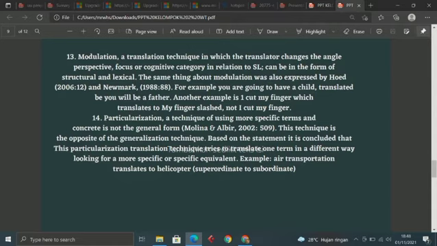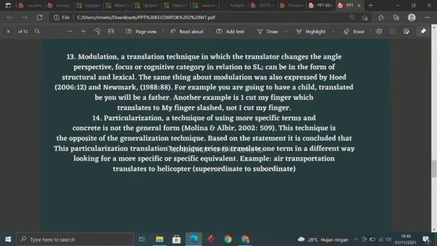It focuses on or changes the cognitive category in relation to the SL. It can be in the form of structural and lexical. The same thing about modulation was also expressed by Baihut, 2006, on page 12, and Newmark, 1988, on page 88. For example, "you are going to have a child" can be translated to "you will be a father." In addition, another example is "I cut my finger," which translates to "my finger slashed," not "I cut my finger."